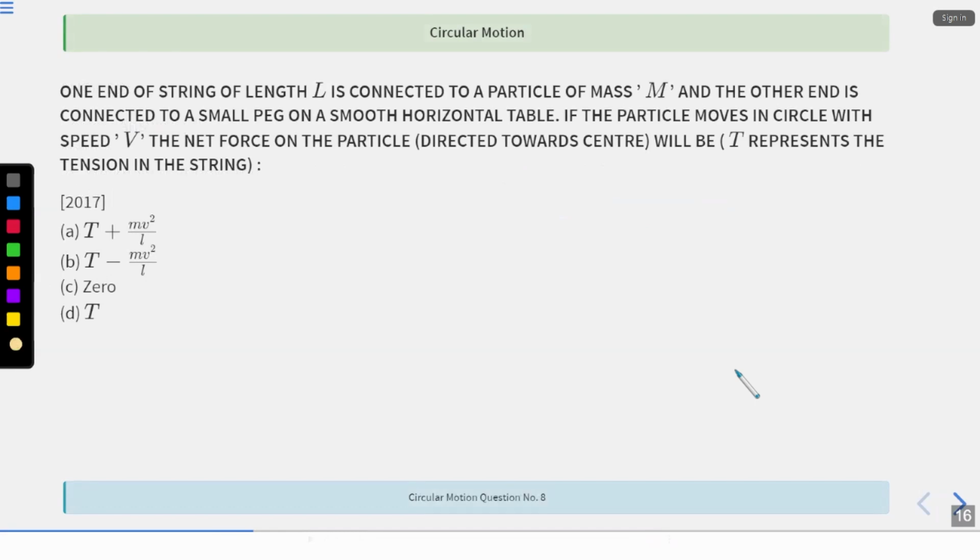Okay, moving on to the next question. It states that one end of a string of length L is connected to a particle of mass m, and the other end is connected to a small peg on a smooth horizontal table. If the particle moves in a circle with speed v, the net force on the particle directed towards the center will be, where T represents the tension in the string. So here we'll be covering the concepts of tension and string and the net force.